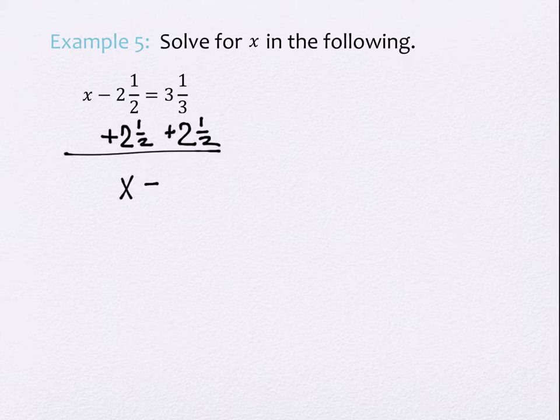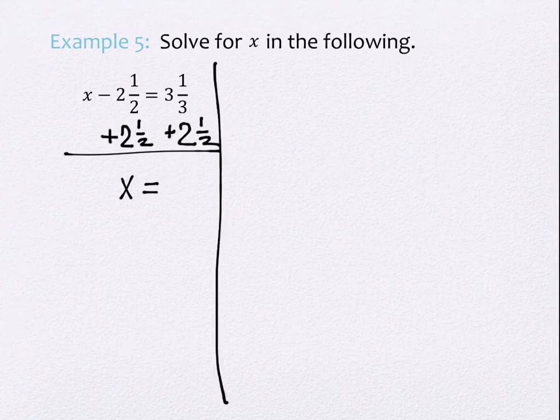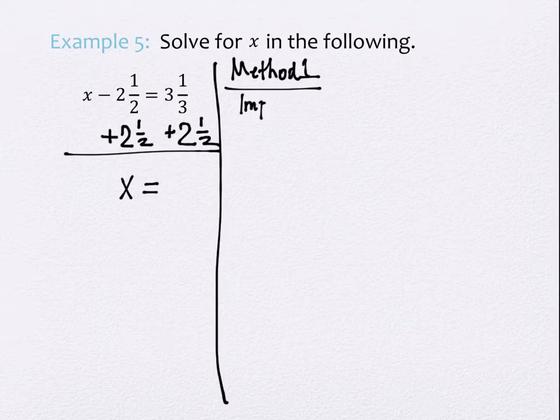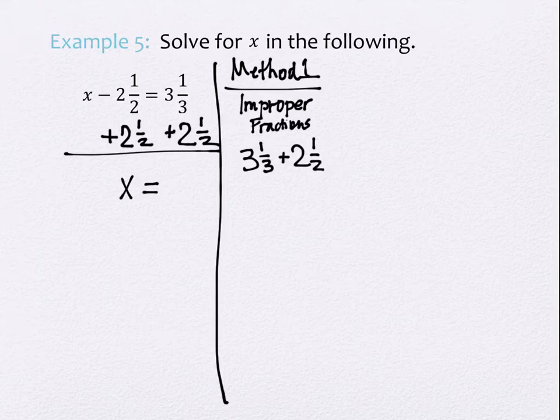So what I want to show you are two different ways to get the answer. Okay, so this is method one, and it's an improper fraction approach. And if I'm being very transparent, this is the only approach that I was ever taught. So what we need to do is have 3 1/3 and 2 1/2, and we have to add them together. So the first thing we're going to do is change them both into improper fractions.